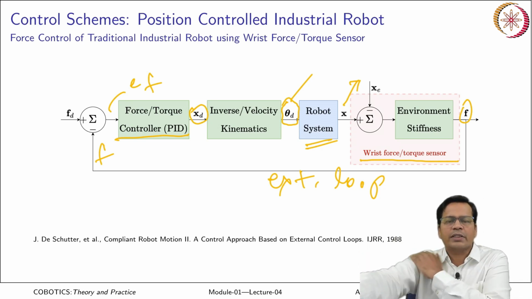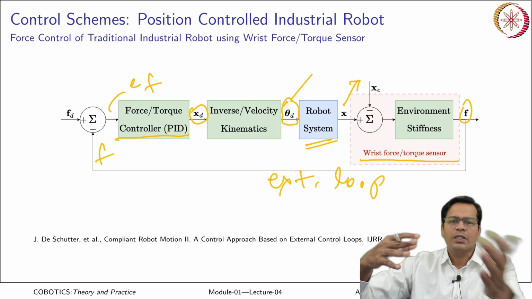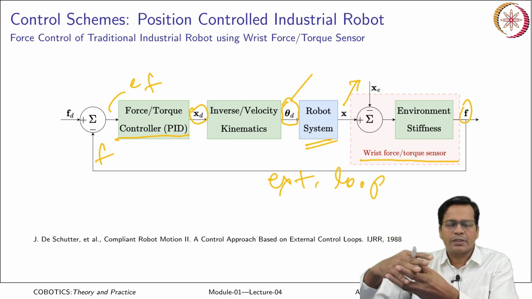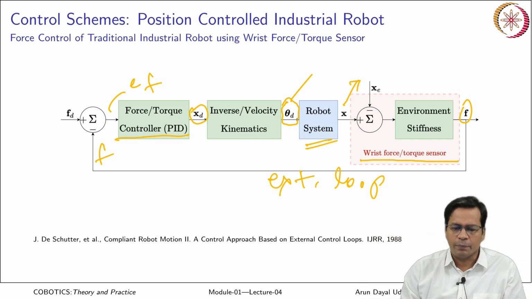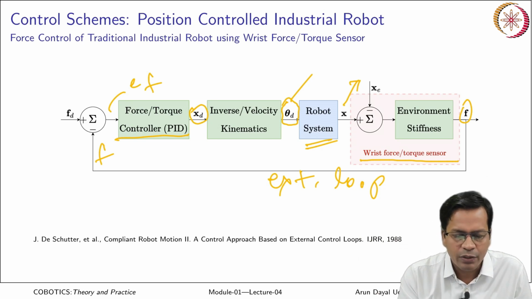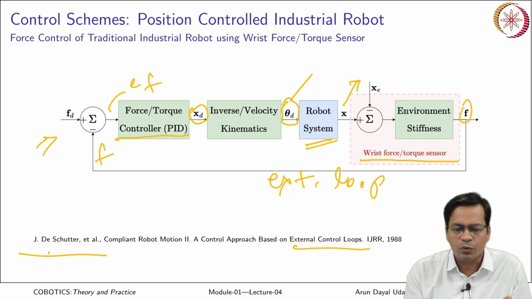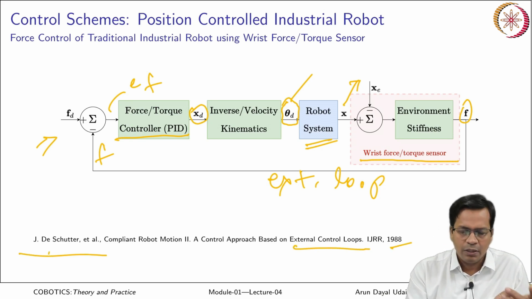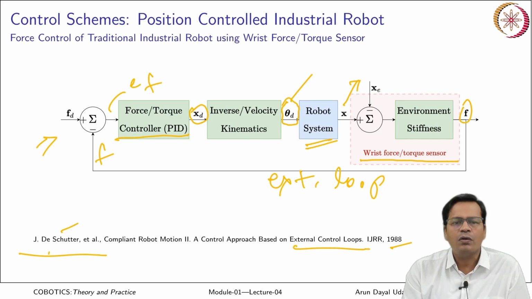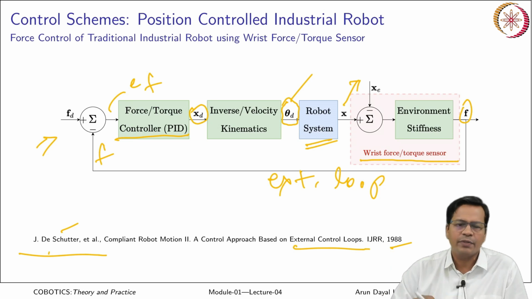So this requires an end effector or the wrist force torque sensor. So the whole of the robot is stiff. At the end you have a force sensor. You can control forces after the wrist, that is at the tip of the tool maybe. Okay, so that is where you can control the force. So this is how it works. This work is reported using external control loops in IJRR 1988 reported by Shutter. So this is how an external force loop can be used to control the forces at the end effector using a standard industrial robot that uses joint position control servo.